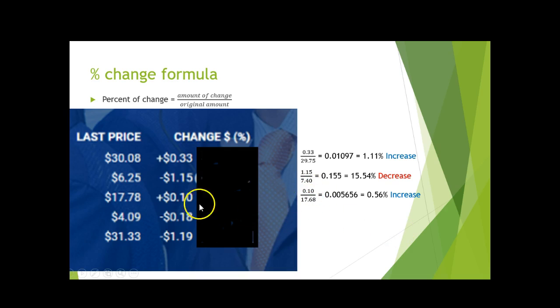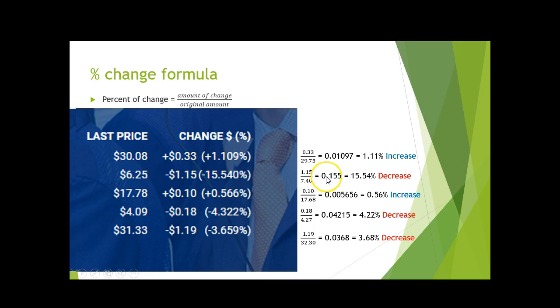10 cents, 17.68, which means you subtracted 10 from this, and that was the price before. That's a 0.56% increase, so it went up barely. This one's a 4.22% decrease and a 3.68% decrease. So you always want to make sure that you actually have the number that's the amount of change, and you actually have the original amount. We need to find the original amount sometimes, or we need to find the amount of change sometimes. We don't have all the information. We need to find it. So it looks like we did pretty good. Our data lines up pretty well.